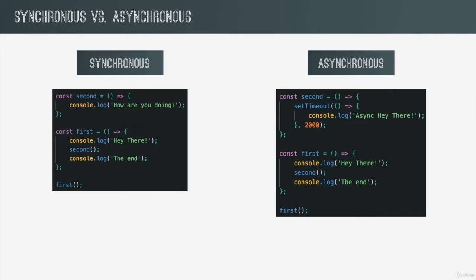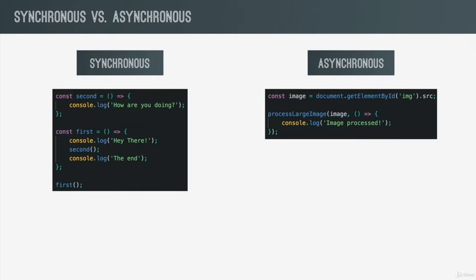Well, before I show you how and why this actually works behind the scenes, let me quickly show you another example. So suppose we select an image from our DOM and pass it into a processLargeImage function that we created. Now, we know that this function is going to take some time to process the image. And so just like before, we don't want the code to have to wait. So we don't want it to stop while the image is processing, because that would be terrible in some situations.